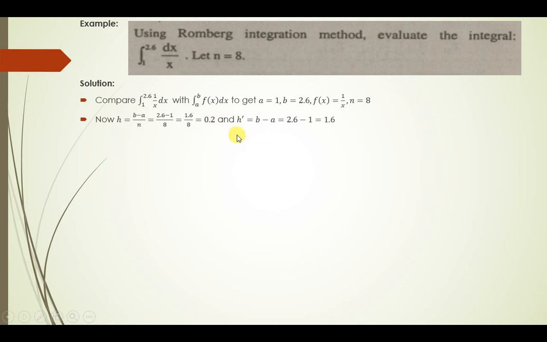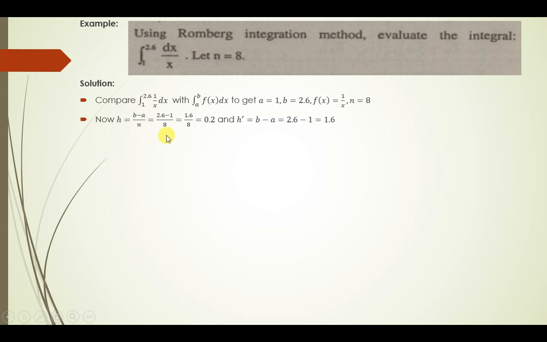And secondly, you need to calculate h prime. H prime will be calculated by upper limit minus lower limit, b minus a. So b minus a, that is 1.6. So remember that the value of h is 0.2, but the value of h prime is 1.6.